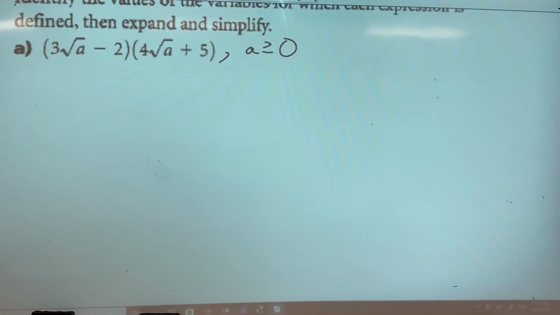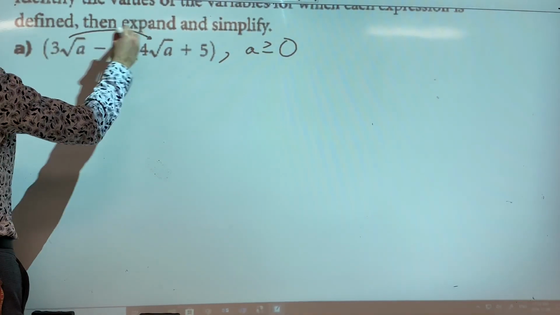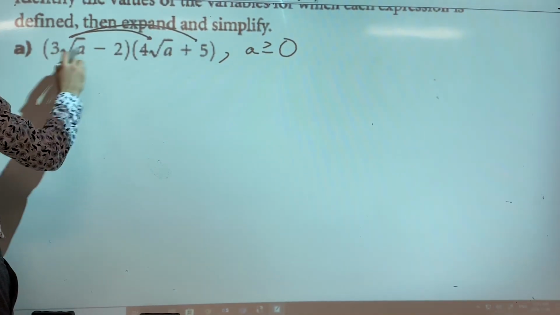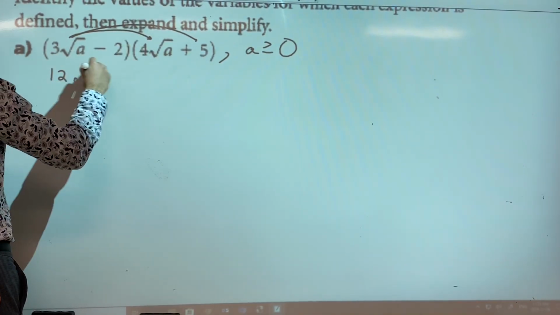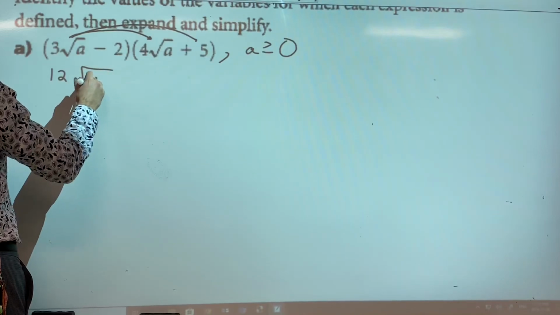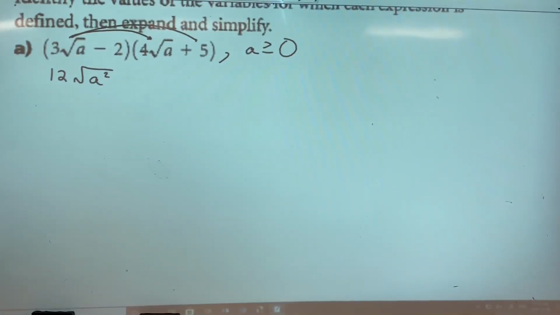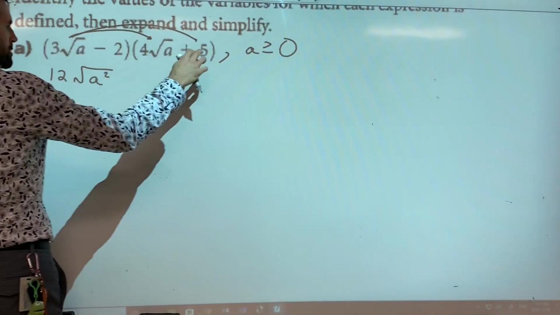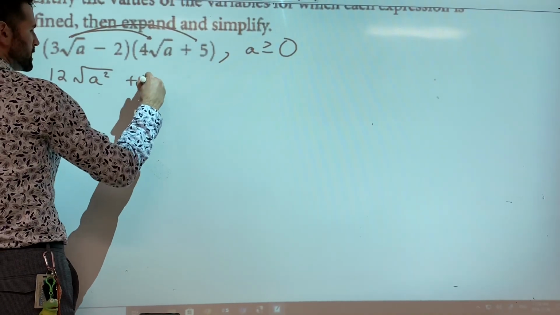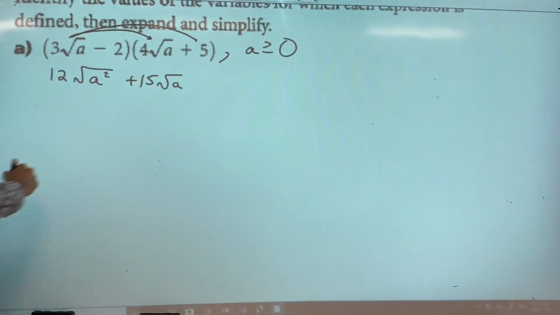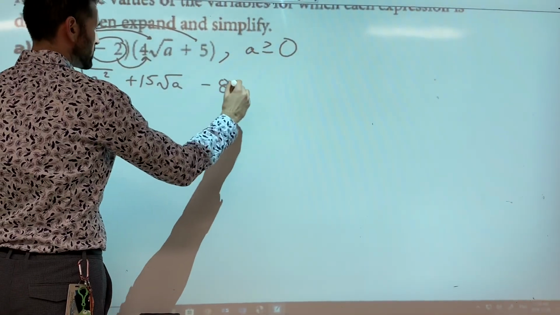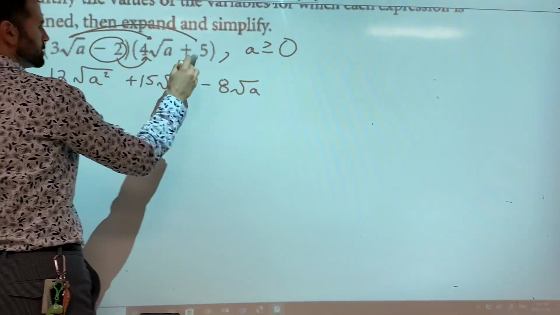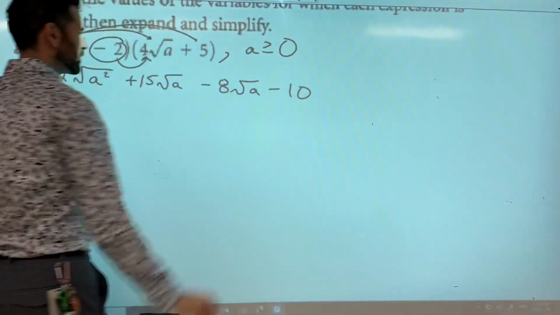Okay, here we go. So we'll just expand it out. So this times this times this. So 3 times 4 is 12. And then when you multiply these together, be careful. These are like terms, a and a, so we can write a squared. And then this one times this one, so 3 times 5 is 15, and we just keep the square root a. It comes along for the ride. Now we're going to go negative 2 times this one, so we get negative 8 square root a, and then negative 2 times that one, we get negative 10.